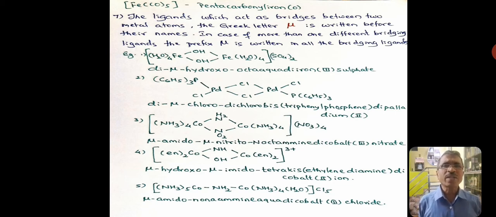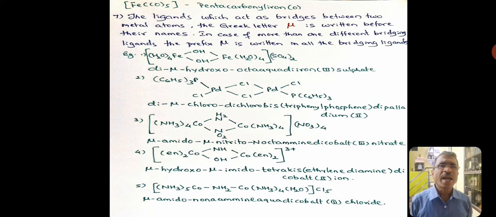Now in the first example, iron is connected to water molecules. So two iron atoms are there, two water molecules are there, and the two iron ions are linked by OH groups. So how many OH groups are there? 2 OH groups, hence it is written di-mu-hydroxo. What are the total water molecules?